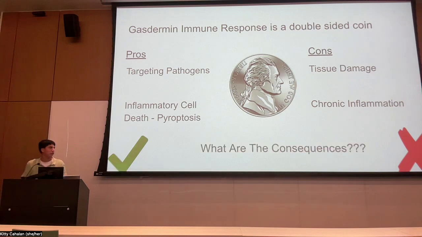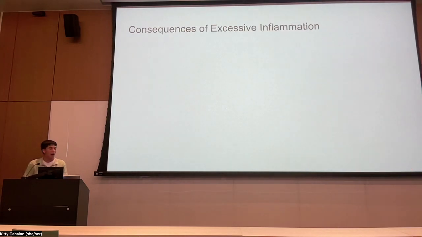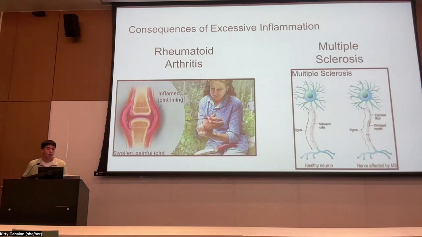So what are the consequences? I would like to ask some in the audience, what do you think are the consequences of chronic inflammation? I'll give you a hint, it starts with an A. Exactly. So yeah, autoimmune diseases such as rheumatoid arthritis and multiple sclerosis. As you can see in this picture right here, this is an inflamed joint line. And this is what happens due to chronic inflammation.